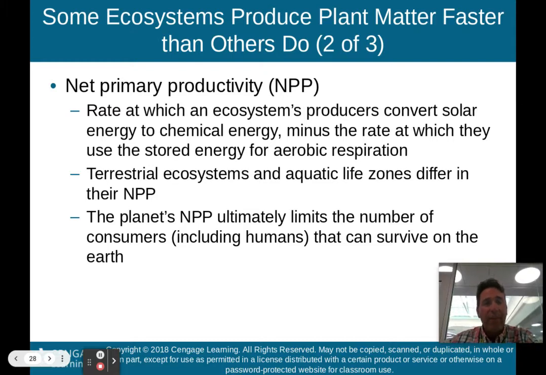The planet's net primary productivity ultimately limits the number of consumers, including humans, that can survive on the Earth. All right, so this is the number that is going to limit that, because obviously you need enough of that chemical energy around to go through those trophic levels. And because we're losing 90% at every trophic level, if you don't have enough NPP to start with, then by the time you get to the tertiary consumers that we are, there won't be any kilocalories left, won't be any energy left. Okay, so again, the planet's NPP ultimately limits the number of consumers that can survive.